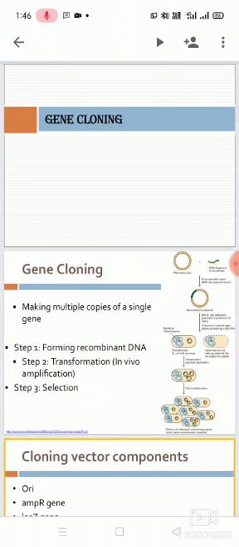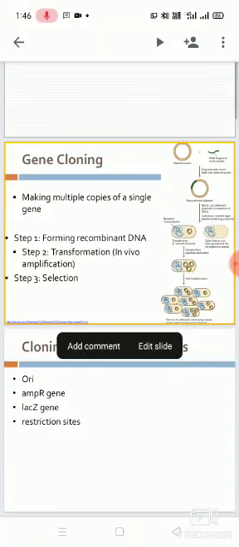Hello everyone, and today the topic of discussion is gene cloning. So, firstly, I would like to tell you what the meaning of gene cloning is. Gene cloning is a process of making multiple copies of a gene.